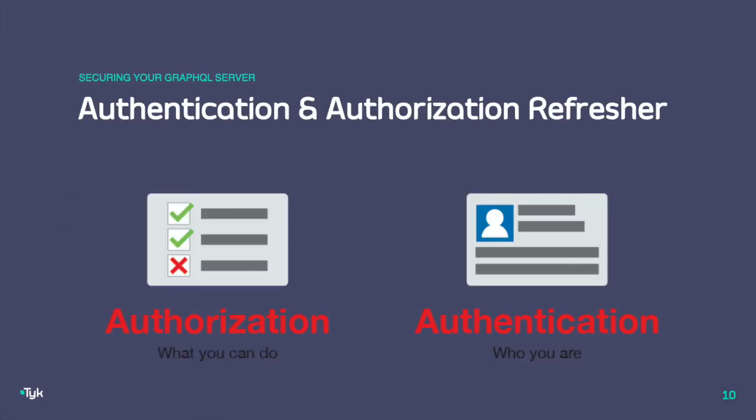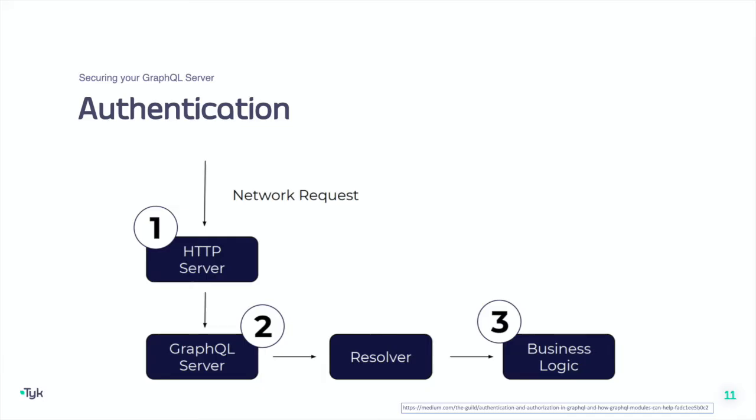A super quick refresher on what authentication and authorization is and the difference between them. Authentication is about verifying who you are, and authorization is about establishing what you can do. In this diagram, which I've borrowed from a Medium article by the Guild, we've got an HTTP server that receives requests and then sends the request onto the GraphQL server, then onto our business logic. Let's take a moment to think about where authentication belongs in this request flow.